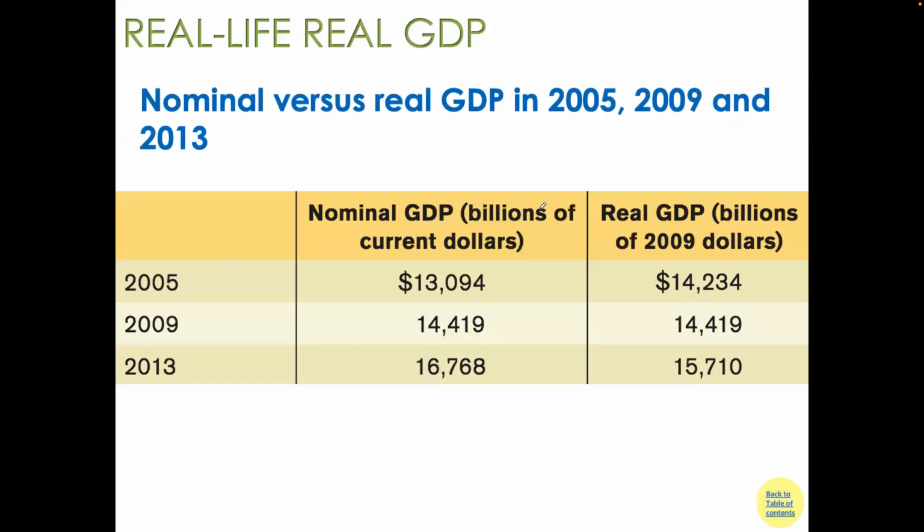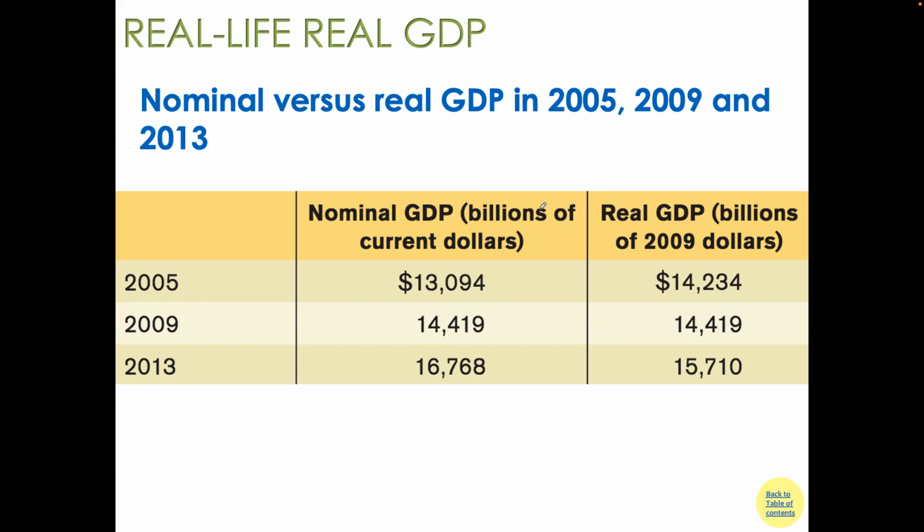Okay, so now we look at the actual data. If you glance through this table, can anyone tell me which year is the best year? Just look at the numbers. Which year is the best year? Right, so how do you reach that conclusion? Because the real GDP in 2009 is the same as nominal, by construction, it's the same.